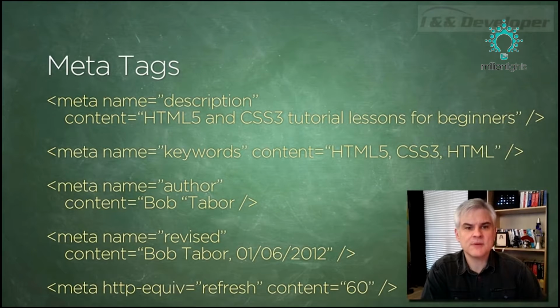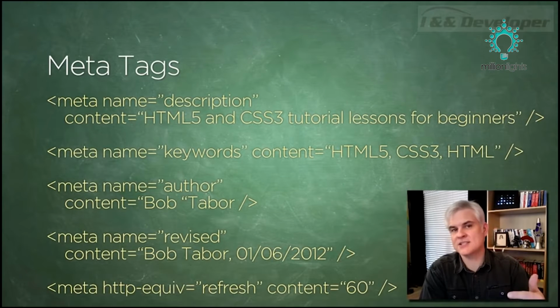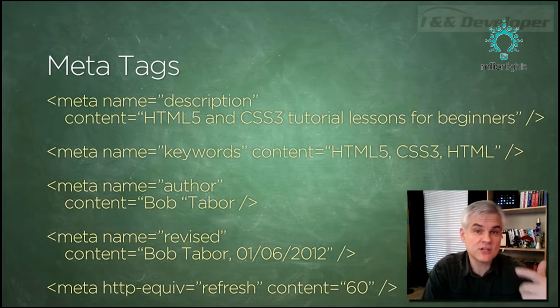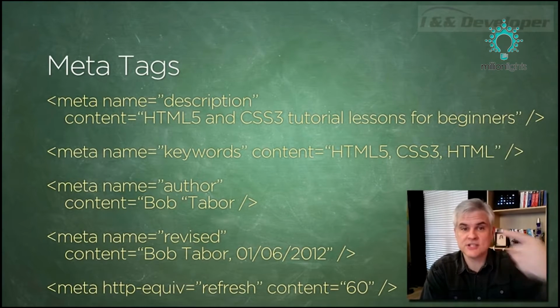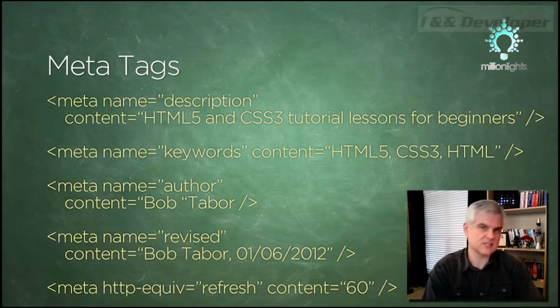And then there's this http-equiv equals refresh, content equals 60. Basically, this just says that the information on this web page could change potentially often, like a news website, for example, and so the browser should take that as a cue to refresh the web page automatically every 60 seconds. Okay?